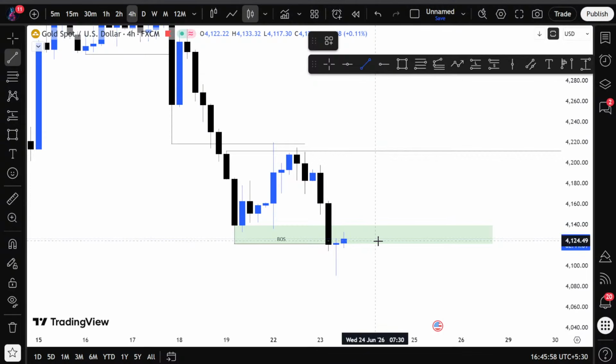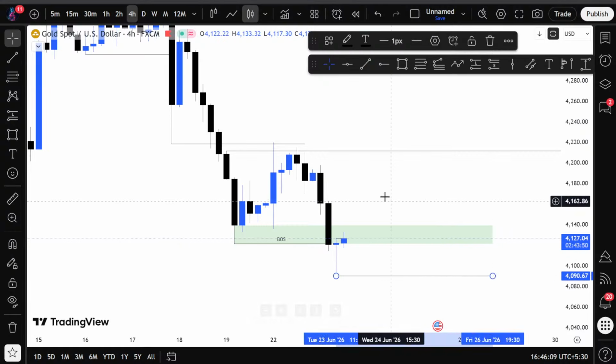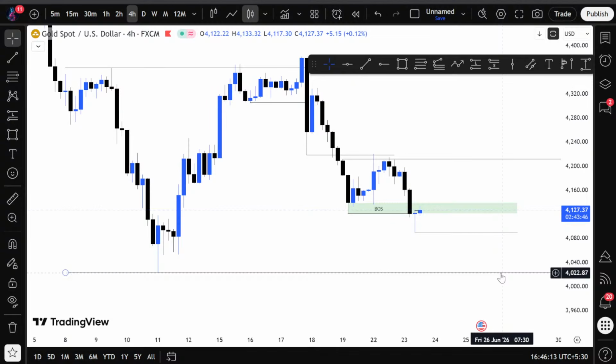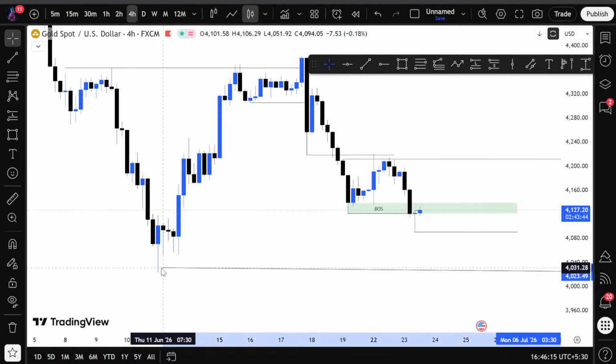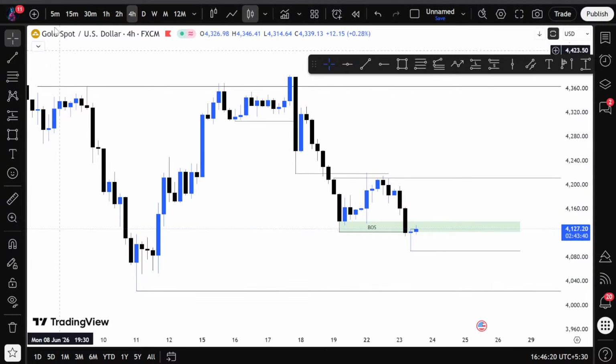For the short momentum, if the second candle does not close above, it is just considered a sweep. Then you can short from here. First target will be this low, and second target will be 4022. So this is 4-hour. 4-hour is completely bearish.